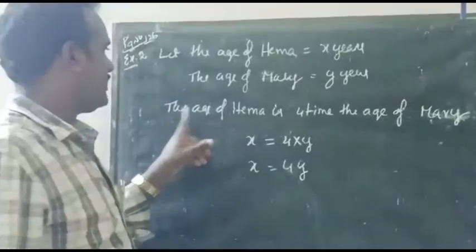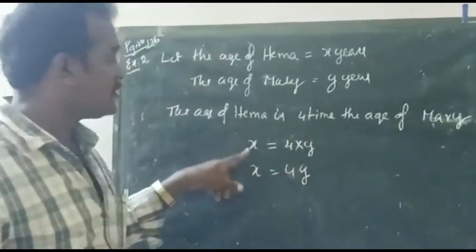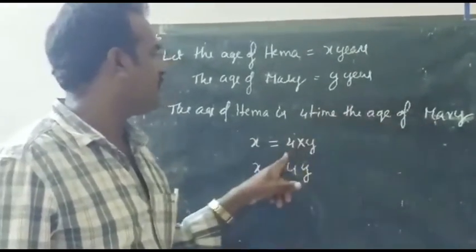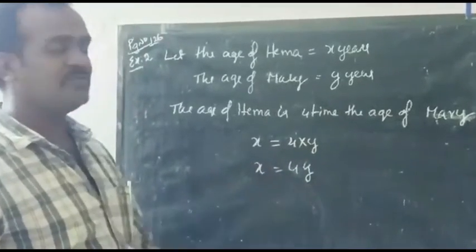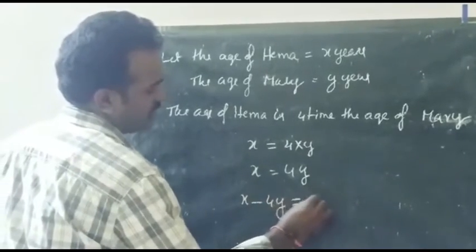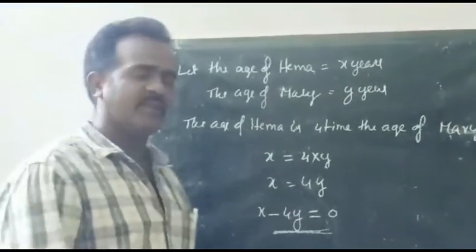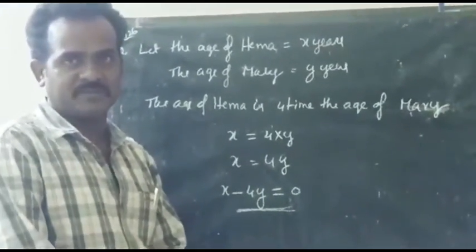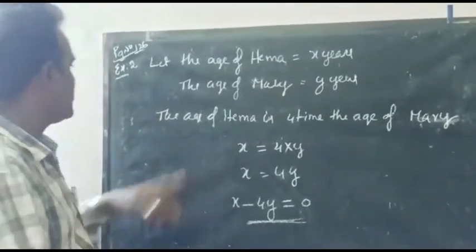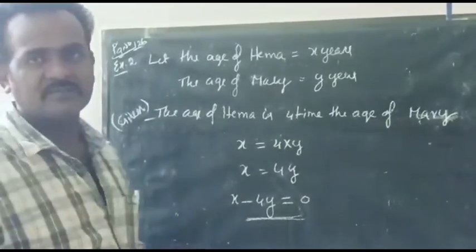Understood? The age of Hema is 4 times the age of Mary. Hema's age x is equal to 4 times Mary's age y, that is 4y. x is equal to 4y. Taking this value to this side, x minus 4y is equal to 0. So this is a linear equation in 2 variables. This value is the given condition.